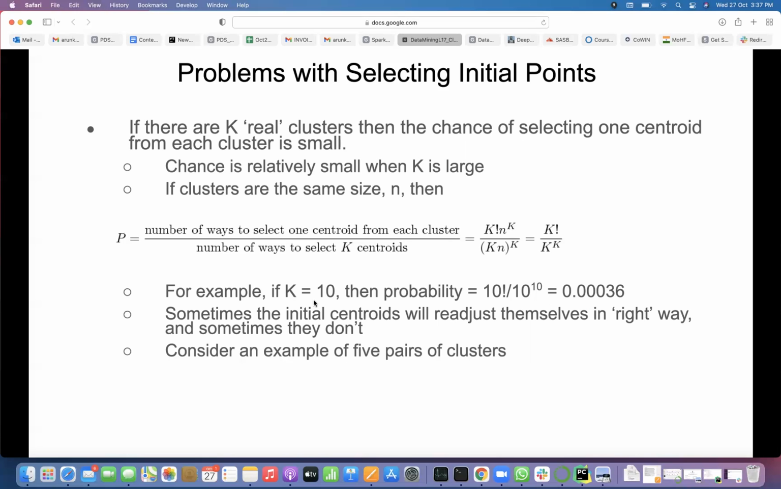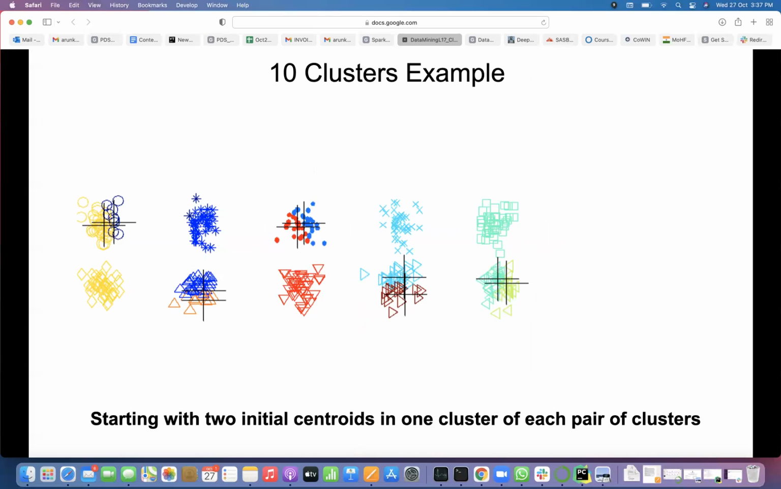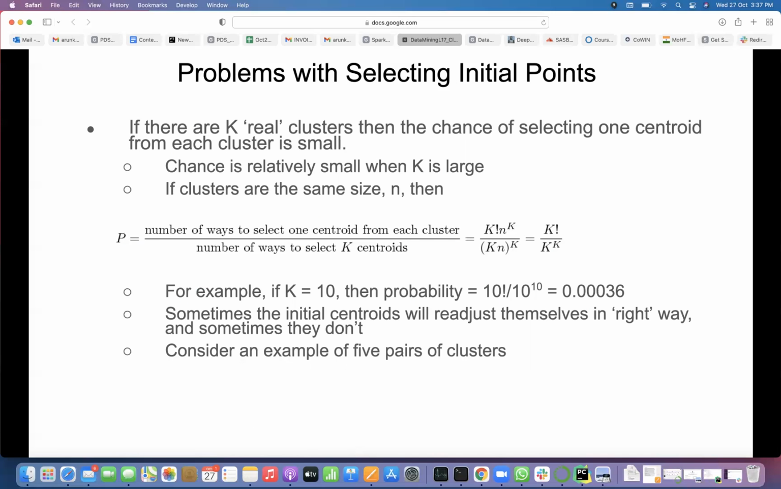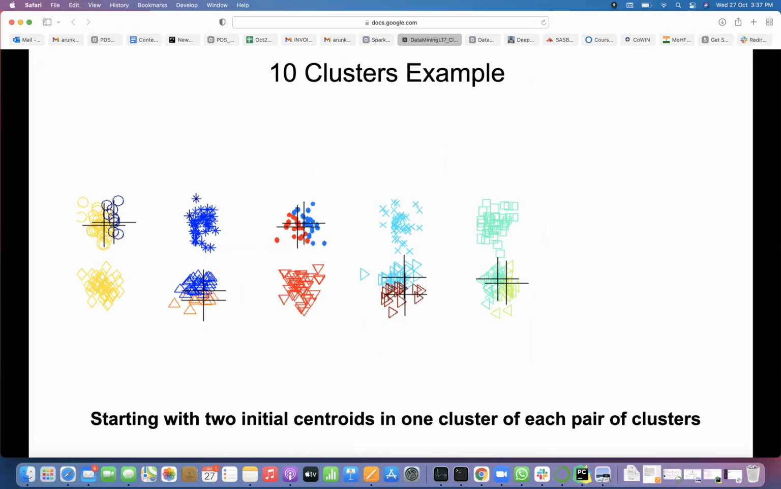For k equal to 10 itself, the probability of selecting 1 point from each cluster is 0.000, almost zero. You may not get that correctly. Sometimes the initial centroids will readjust themselves in the right way, and sometimes they don't. Sometimes even if you select randomly, they will adjust so that each point goes to one cluster. Sometimes they may not.